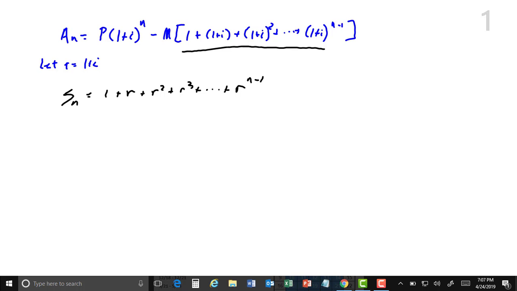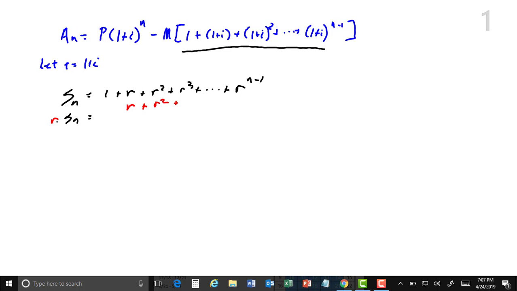Now, if I take that same sum and multiply it times r, you see? So then I have r times 1. You can see that would be r, and I'll put it under this one. And then I have plus, then I have r squared, right?